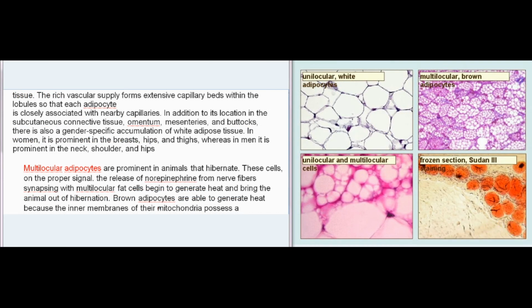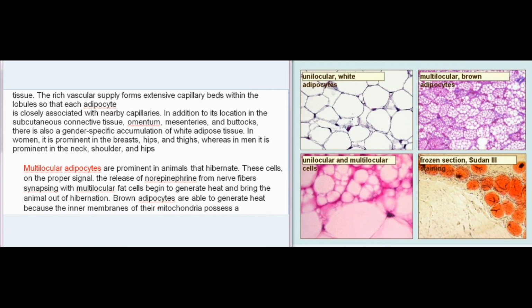The rich vascular supply forms extensive capillary beds within the lobules so that each adipocyte is closely associated with nearby capillaries. In addition to its location in the subcutaneous connective tissue, omentum, mesenteries, and buttocks, there is also a gender-specific accumulation of white adipose tissue. In women, it is prominent in the breasts, hips, and thighs, whereas in men it is prominent in the neck, shoulder, and hips. Multilocular adipocytes are prominent in animals that hibernate.